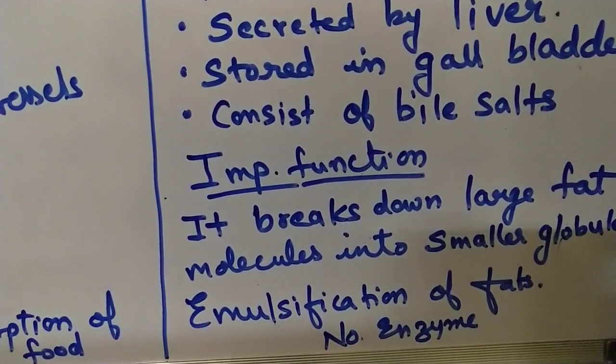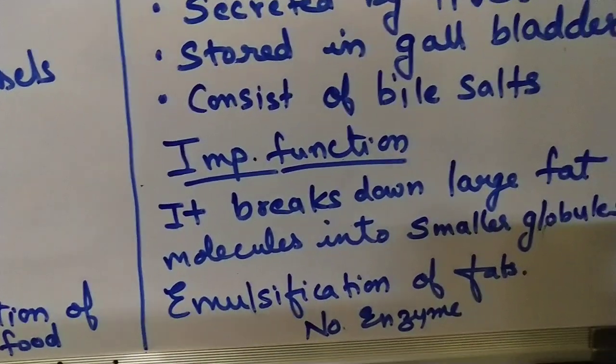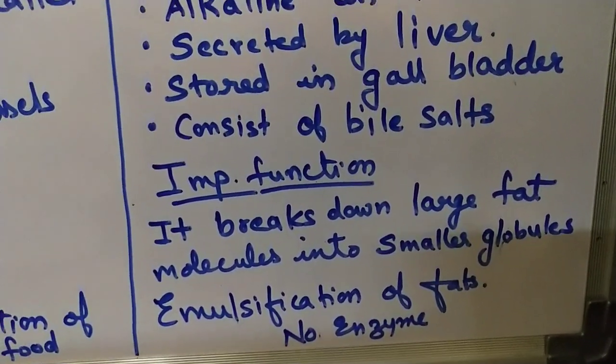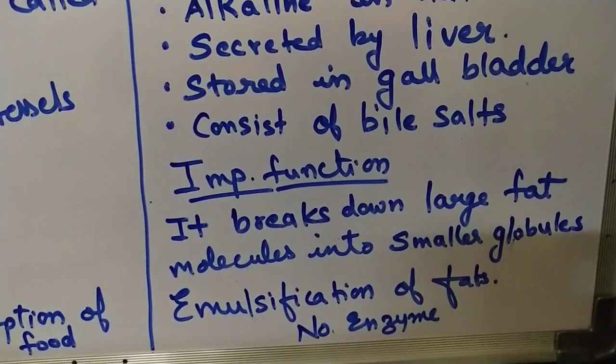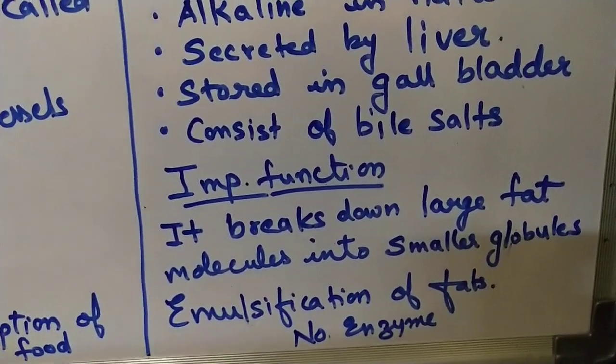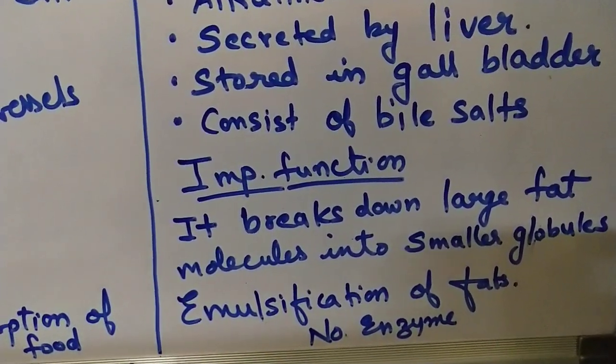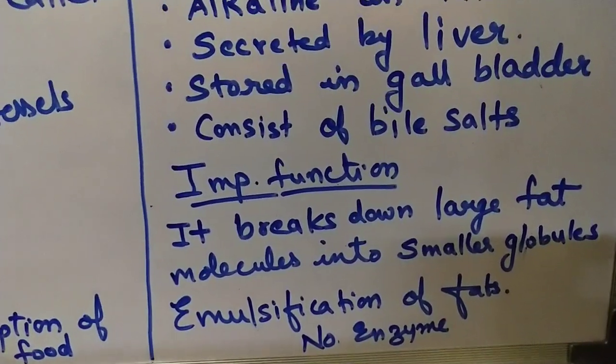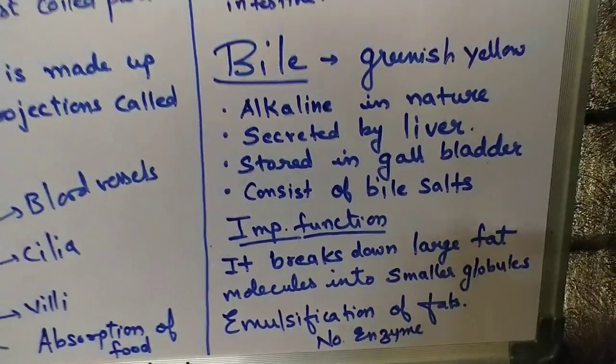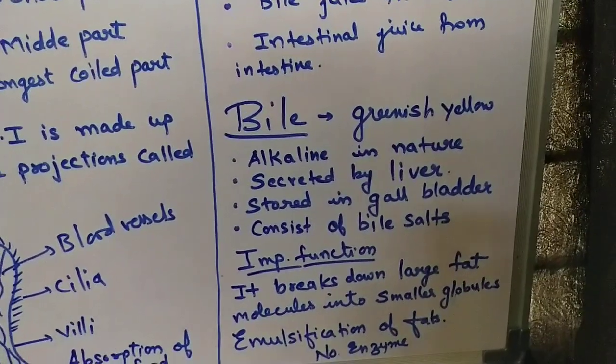And bile does not contain any enzyme. It will just break down the big fat molecules into smaller globules, so that the enzymes can act on them and break them down into simpler products. Okay, that was about bile. Let us learn about pancreatic juice in the next class.